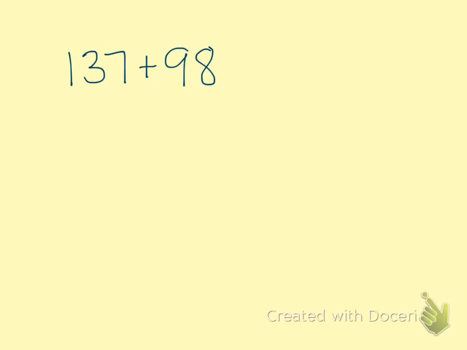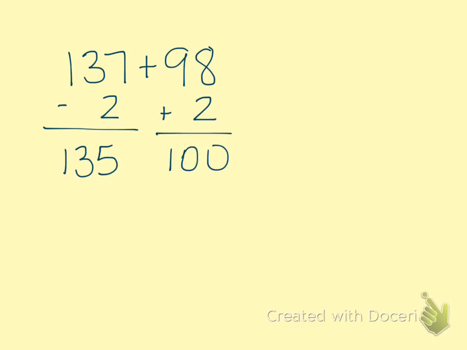If you chose to compensate by adjusting both numbers, you could add 2 to 98 to get 100, and compensate by subtracting 2 from 137 to get 135. Then add both of those together to get a total sum of 235.